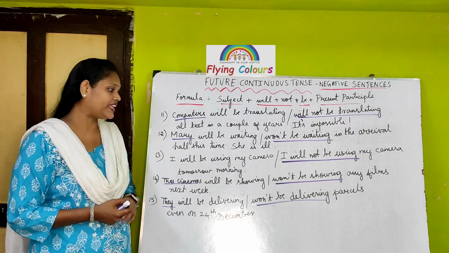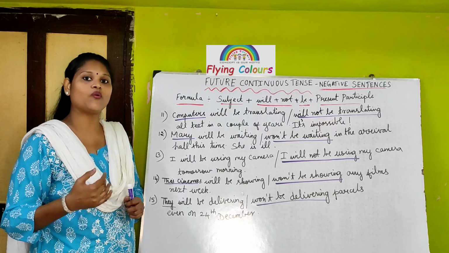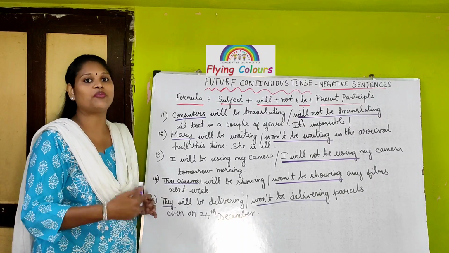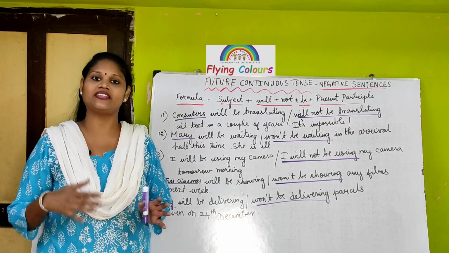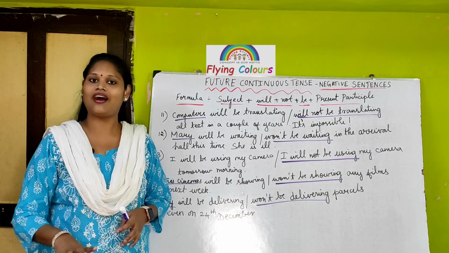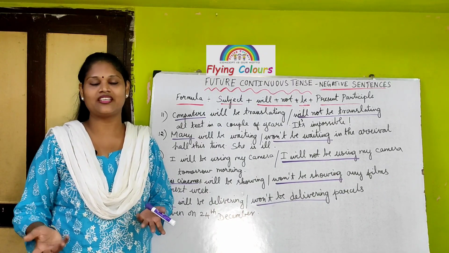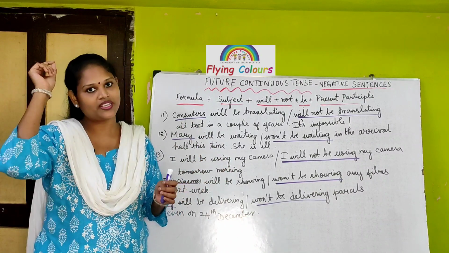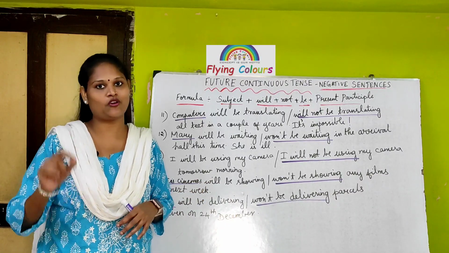Next one, they will be delivering parcels even on 24th December. For this sentence, you can write they won't be delivering parcels on 24th December or they will not be delivering parcels on 24th December. See, always when you write negative sentences in future tense, you can write will not or won't. Both are the same. Don't confuse with that. And negative means always write not with that. Moreover, if you see any continuous tense, this is future continuous tense, always write the present participle. Continuous tense means blindly you can write present participles in the formula, right?